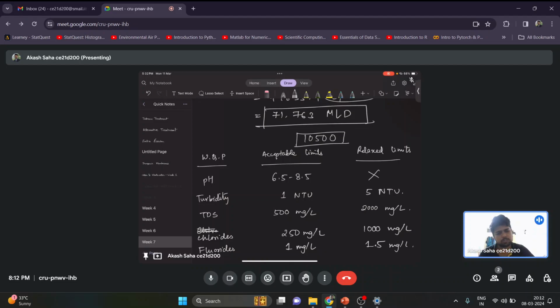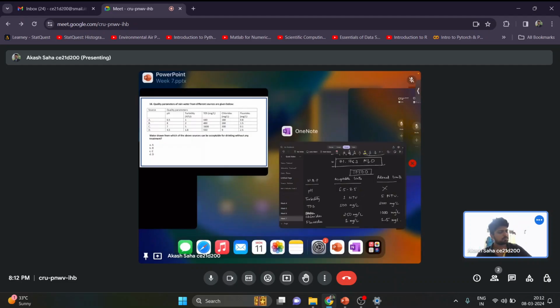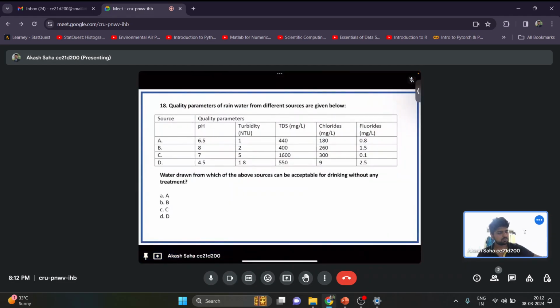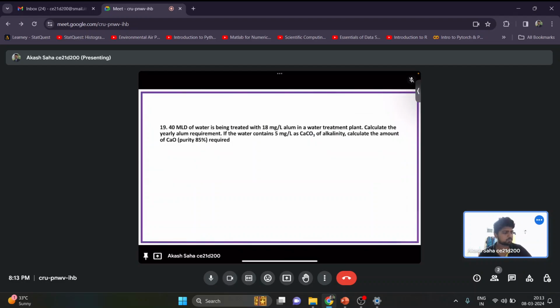So we have to see each of the sources and whether they fall within these acceptable limits. Whichever source falls within them will be the correct answer. Okay. So if we see, option A seems to be the right answer because it follows all the acceptable limits of the water quality parameters. So option A is correct. Fine. We'll move to the next question.